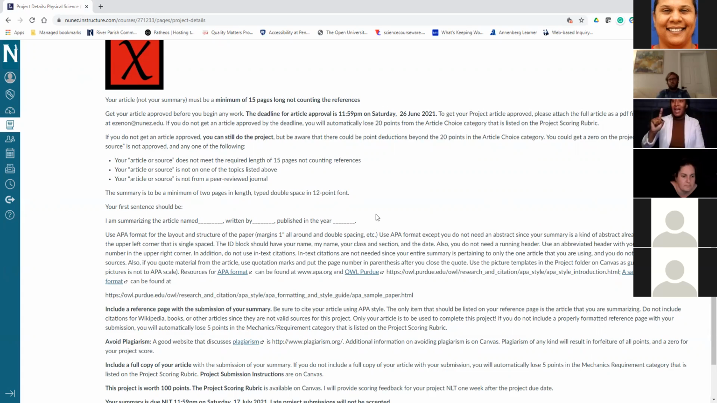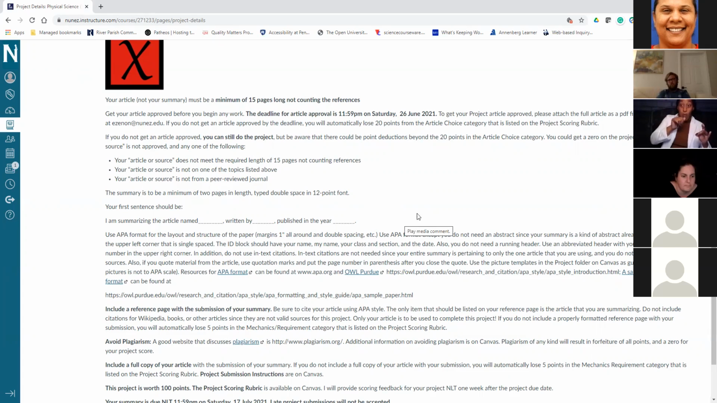If you do quote from the article, which you are allowed to do in a limited capacity, put the page number in parentheses after you close the quotation. So if you take something verbatim from the article, put it in quotes like you're supposed to, because if you don't, that's plagiarism. After you close the quote, but in parentheses, put the page number in your article where you took the quote from.